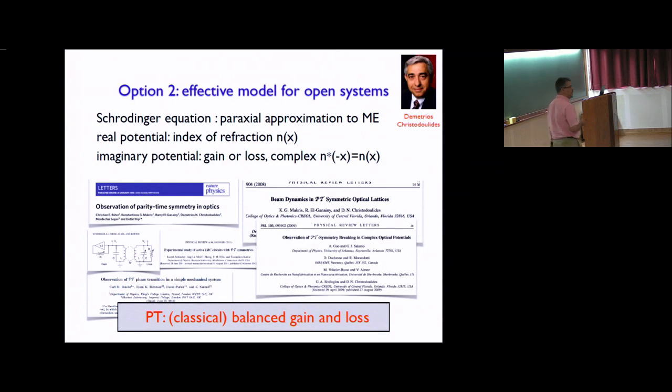So PT symmetry just translates into this equation, n star of minus x equals n of x. Basically, if you have gain on this side, then I need to have a loss on its mirror-symmetric side. Therefore, PT systems are nothing but balanced gain and loss systems.